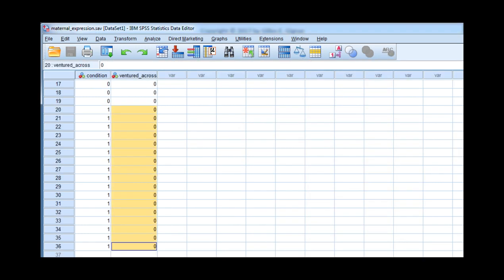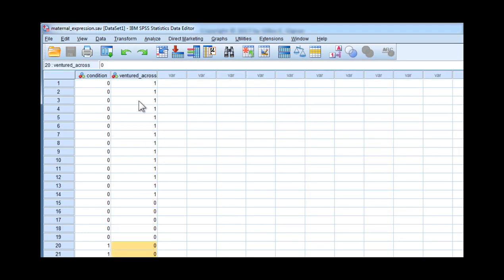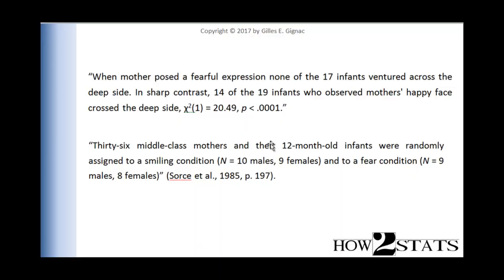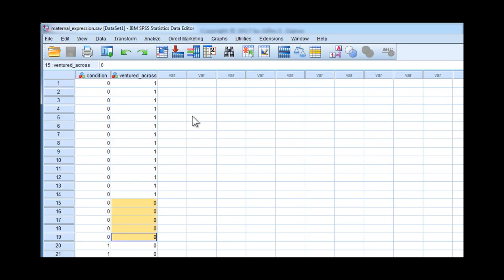And so for the mothers who expressed a smile as they approached the visual cliff illusion, most of the children crossed, but there were still 4 who did not. Or is that 5? Yeah, 1, 2, 3, 4, 5 children did not cross. 14 of the 19 infants did cross, which means 5 did not. So I have a lot of 1s here, 14 in fact, to show that they crossed, and then I've got the 5 that did not.